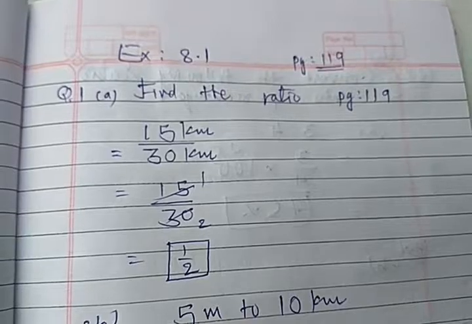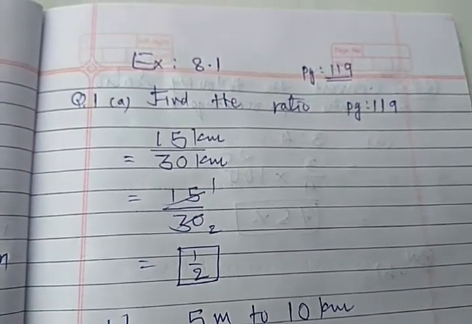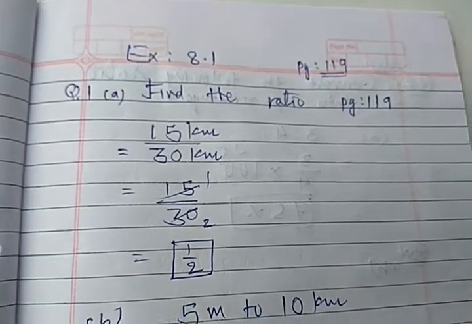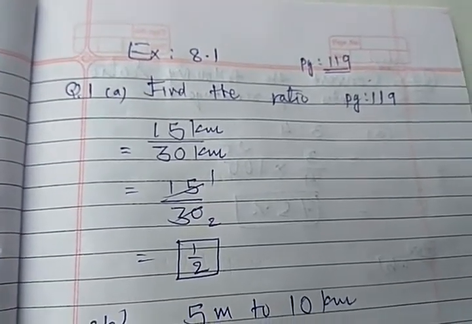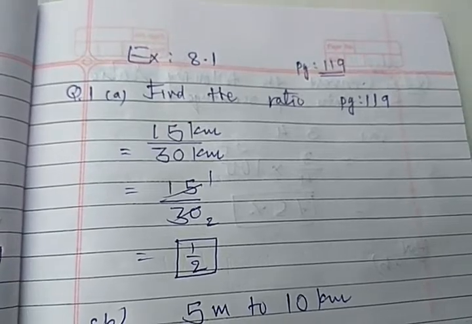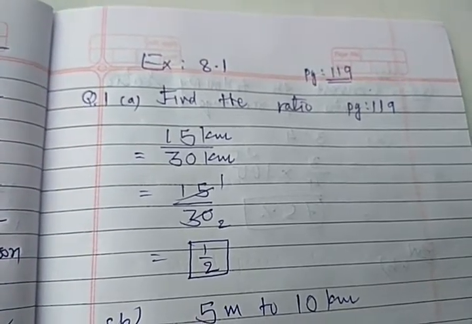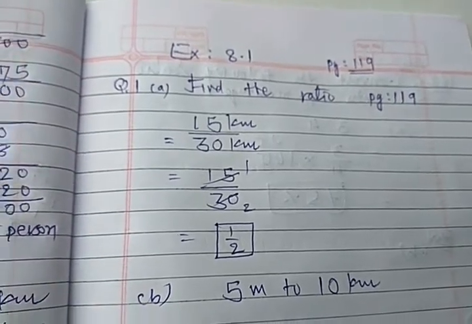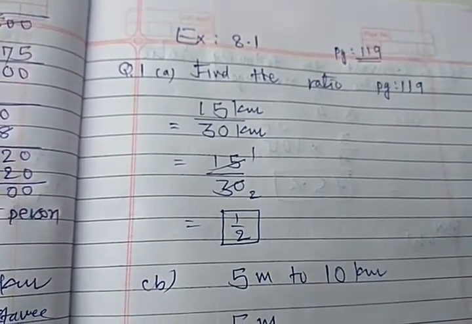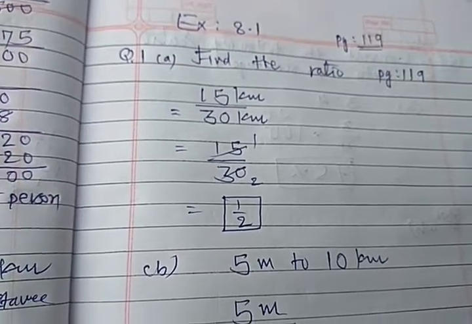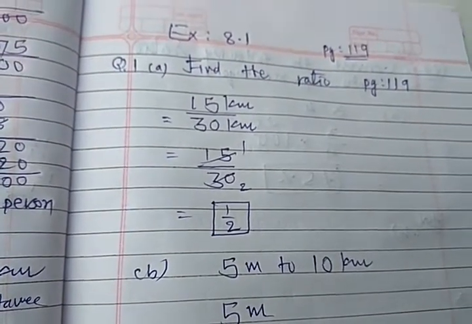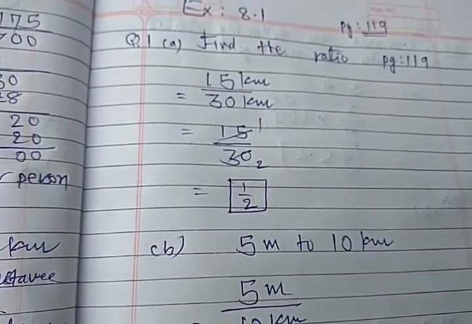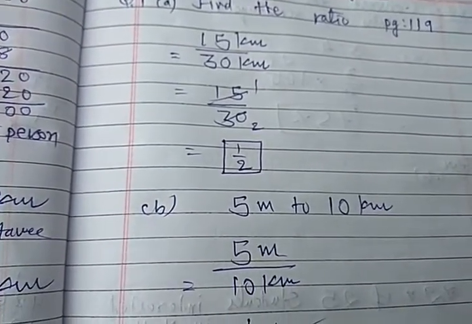Okay, dear students, let us start exercise 8.1, page number 119, where question number 1a: find the ratio of 15 kilometers to 30 kilometers. So here we write 15 upon 30. We don't want to convert anything, no need, because the units are the same. 15 kilometers upon 30 kilometers. So 15 upon 30, when you simplify, you will get the answer 1:2.